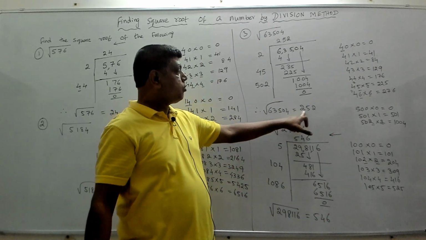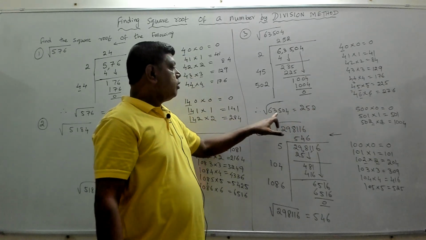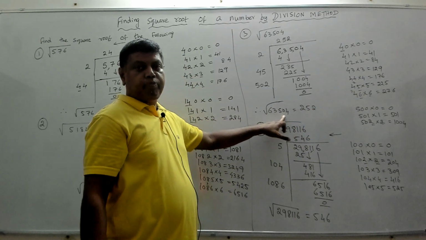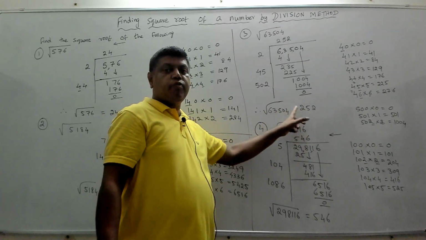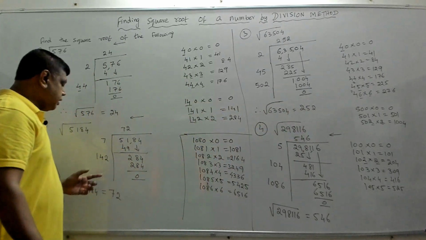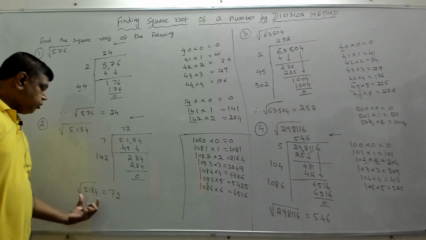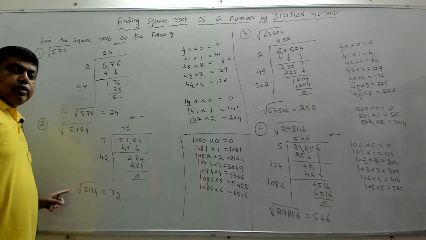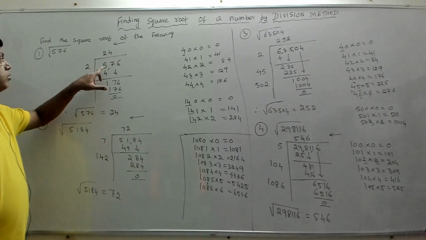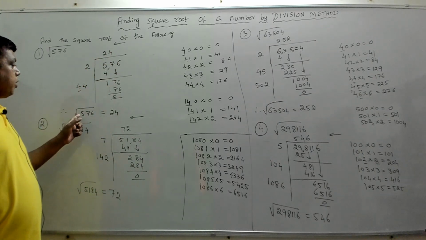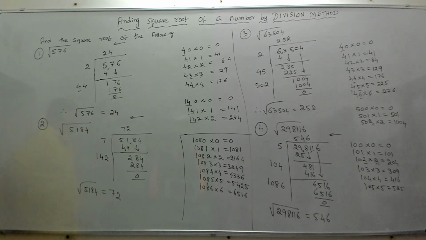So similarly here, if you do 252 into 252, you will get 63504. That's why square root of 63504 is 252, or square of 252 is 63504. Similarly, if you do 72 into 72, you'll get 5184. Or if you find the square root of 5184, you get 72. So similarly, 24 into 24 will give you 576. So that's why square root of 576 is 24.